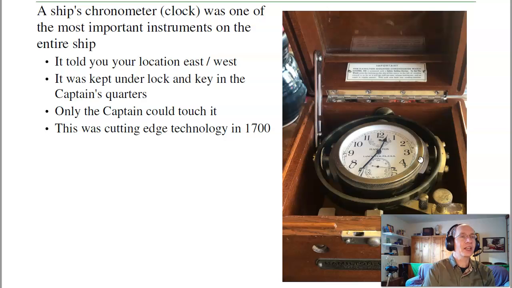That clock told you where you are, east and west. It was designed to keep time so you know what time it is in Greenwich, England. If I measure the time of sunrise, based upon the Greenwich time, I can tell you where I am. If this clock gets messed up, if somebody touches it and changes it, I have no idea where I am east-west. So again, that clock is very, very important. It was a major crime for anyone to touch that clock other than the captain. Again, clocks were cutting-edge technology in 1700.